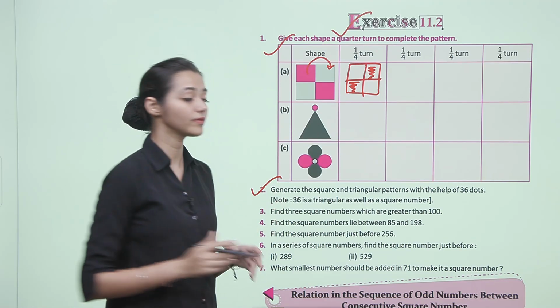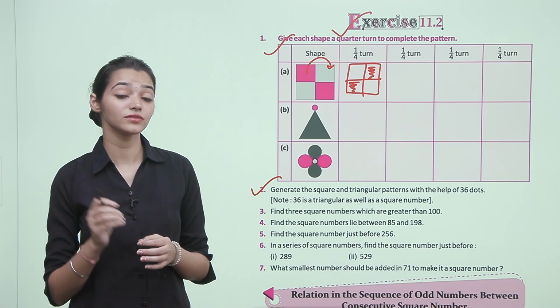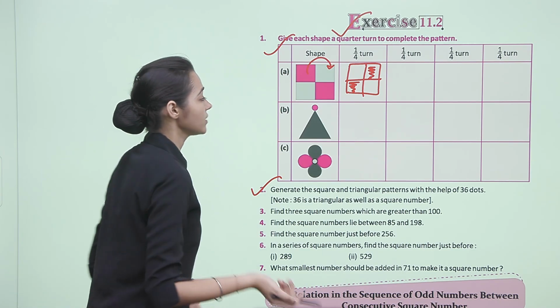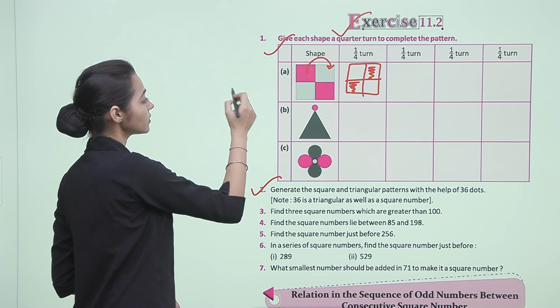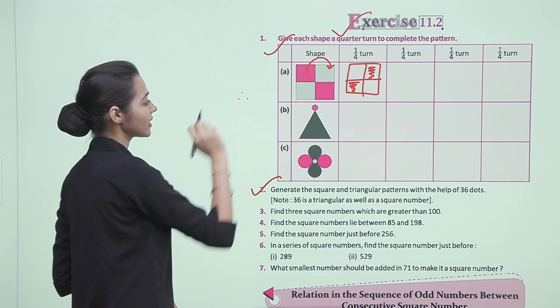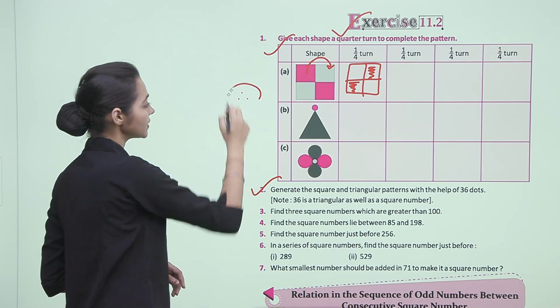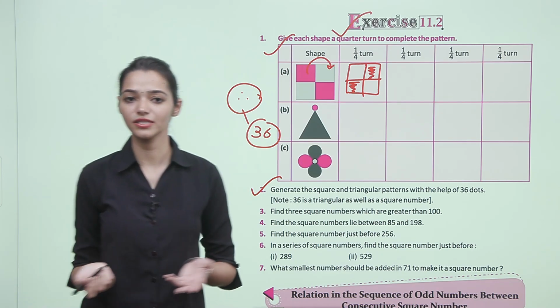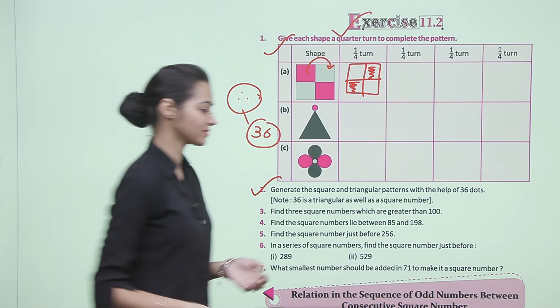Now in the second one we have to generate the square and a triangular pattern with the help of 36 dots. Now 36 is a triangular as well as a square number. For example, if we are doing it for a 3, we will draw a triangle like this. That's how you have to complete it for the 36 dots for square as well as triangle. That's how you can complete the remaining part.